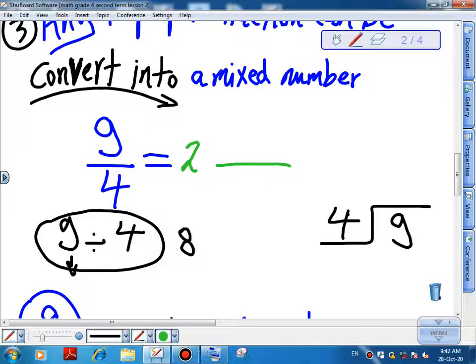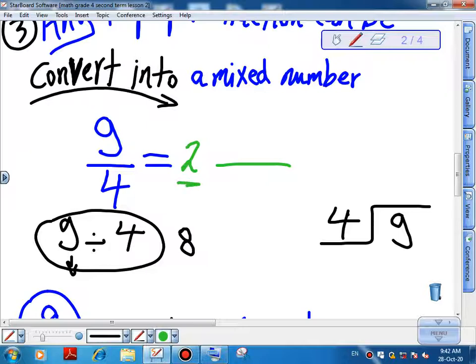Again, 9 is not divisible by 4, so we search for the nearest smaller number that is divisible by 4. 9, 8. 8 is divisible by 4. Yes, 8 divided by 4 equals 2. So we put 2 in the whole part.